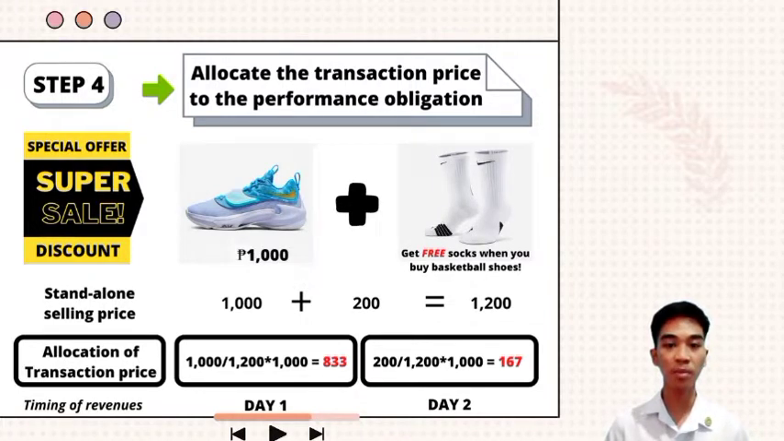Since the revenue can be recognized only when the performance obligation is satisfied, or in this case, goods delivered to the customer, yes, the shop would get 1,000 in cash on day 1, but it can only account 833 in revenue on day 1 para sa shoes. But yung natitirang 167 is on day 2, when it gives the socks to you. So, ginagawa natin itong allocation para sa precise timing ng revenue recognition.